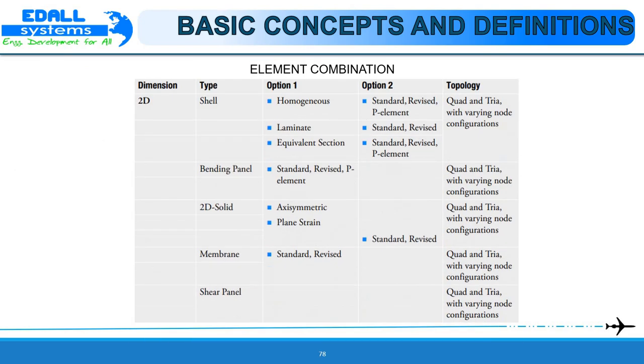Element combination. The element properties form allows you to choose many combinations of dimension, type, option, and topology. The table here shows a list of many possible combinations of options for two-dimensional elements in Nastran and Patran. Particular combinations of element property options are given special names. A commonly used element in MSC Nastran is the standard homogeneous plate. This element results from choosing a combination of 2D, shell, standard homogeneous, and Quad 4 topology on the element property form.